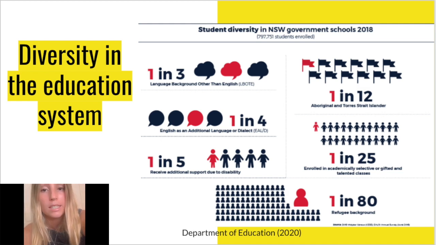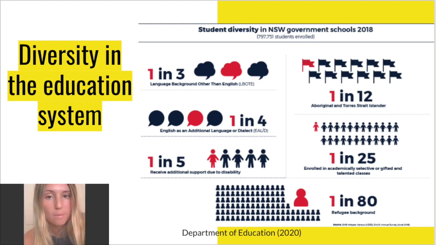So out of the 797,751 students enrolled, 1 in 3 had a language background other than English, 1 in 4 had English as a second language or dialect, 1 in 5 students had a disability that required extra support within the classroom. 1 in 12 students were Aboriginal and Torres Strait Islander. 1 in 25 students were assessed as gifted or talented. And 1 in 80 students came from a refugee background.